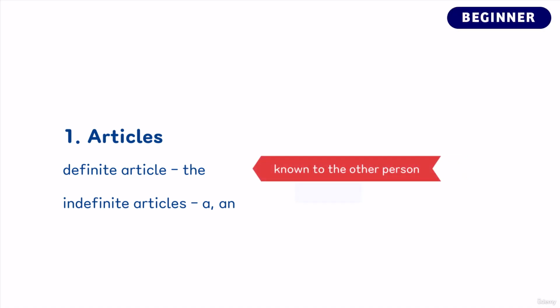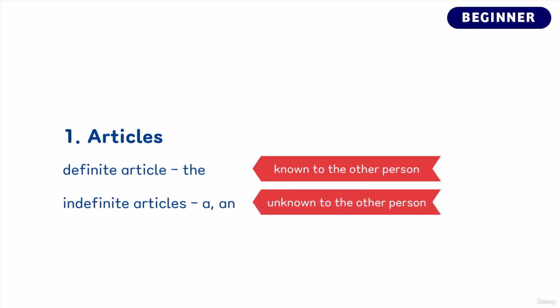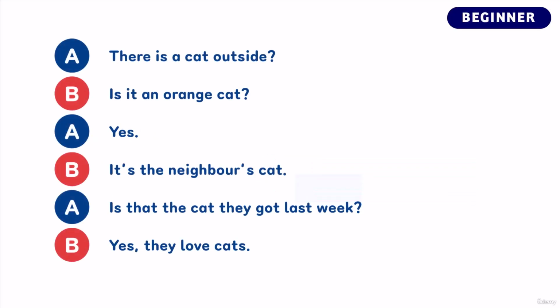In general, we use the definite article when we are referring to something which is known to the other person. And we use indefinite articles when we are referring to something which is not known to the other person. In this lesson, we will first take a look at how we use the indefinite articles "a" and "an". Let's first listen to a dialogue, and we will explain how to use them afterwards.